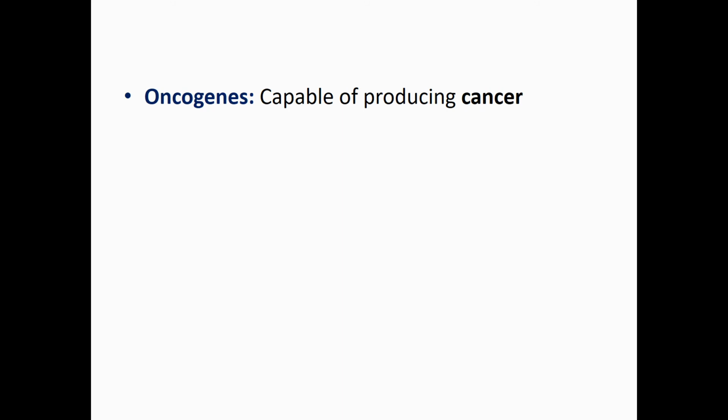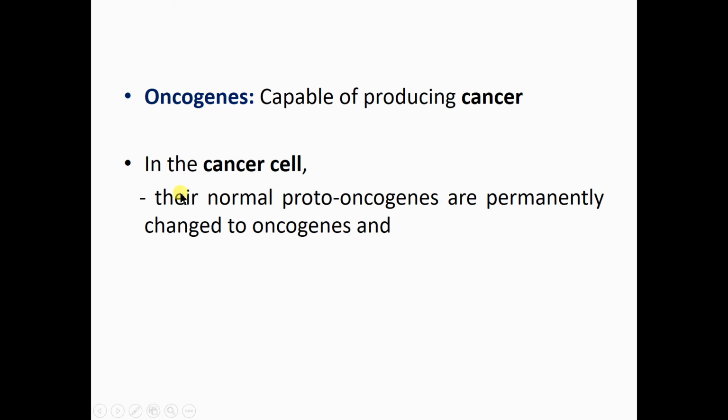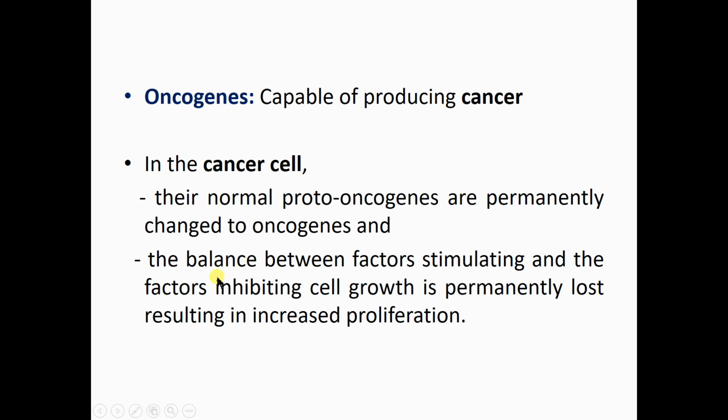So these oncogenes are capable of producing cancer. In a cancer cell, what happens? Normal proto-oncogenes are permanently changed to oncogenes. Normally, as I have told you, the functions of these proto-oncogenes and anti-oncogenes, that are tumor suppressor genes, are well coordinated with each other.